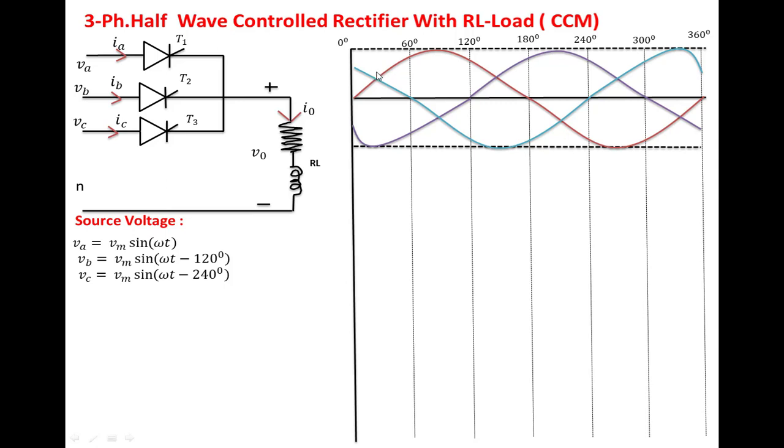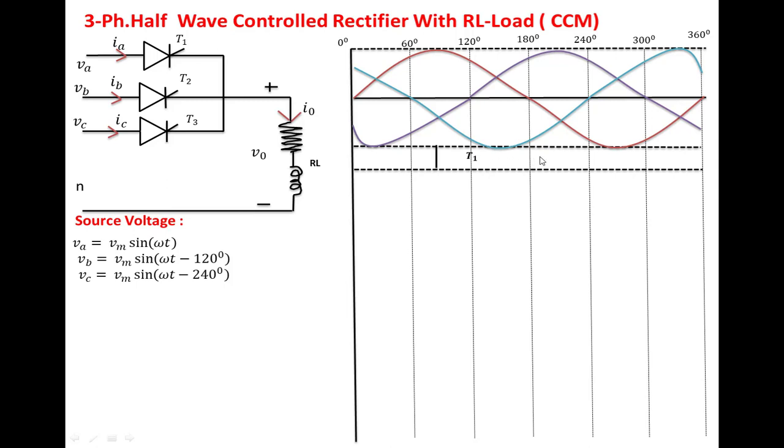From 30 degrees onwards, phase A maintains more positive voltage, so the SCR is forward biased. The firing angle applied to T1 is 60 degrees, so 30 plus 60, that is 90 degrees, T1 is on. Once T1 is on, it has to conduct for 120 degrees because it is a three-phase system.